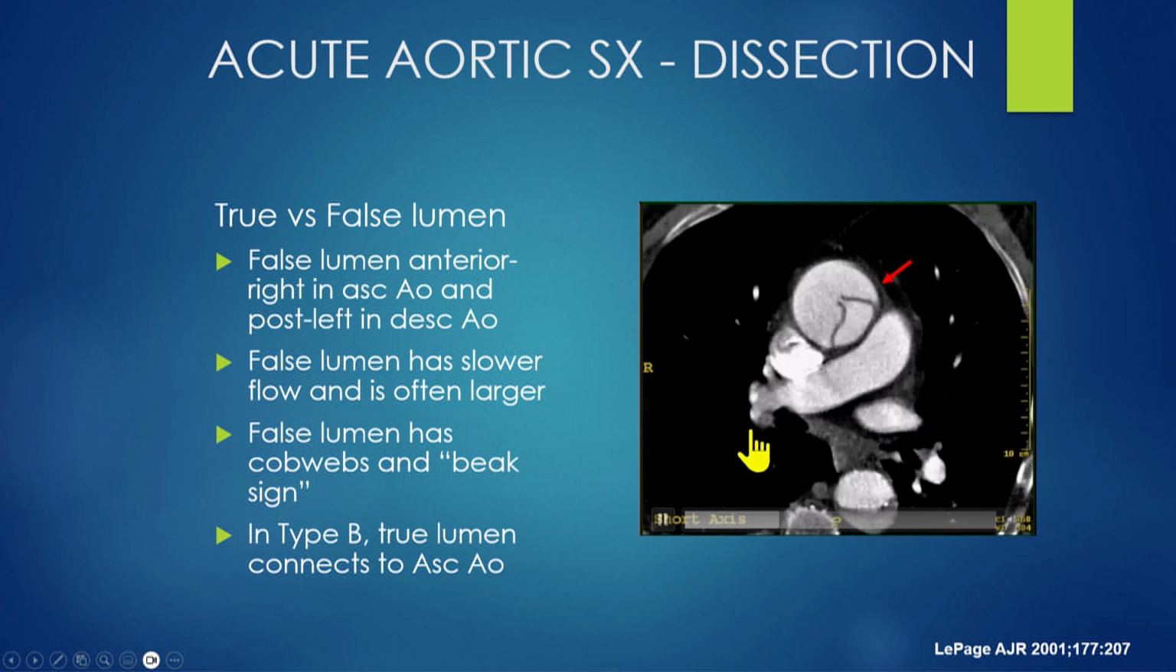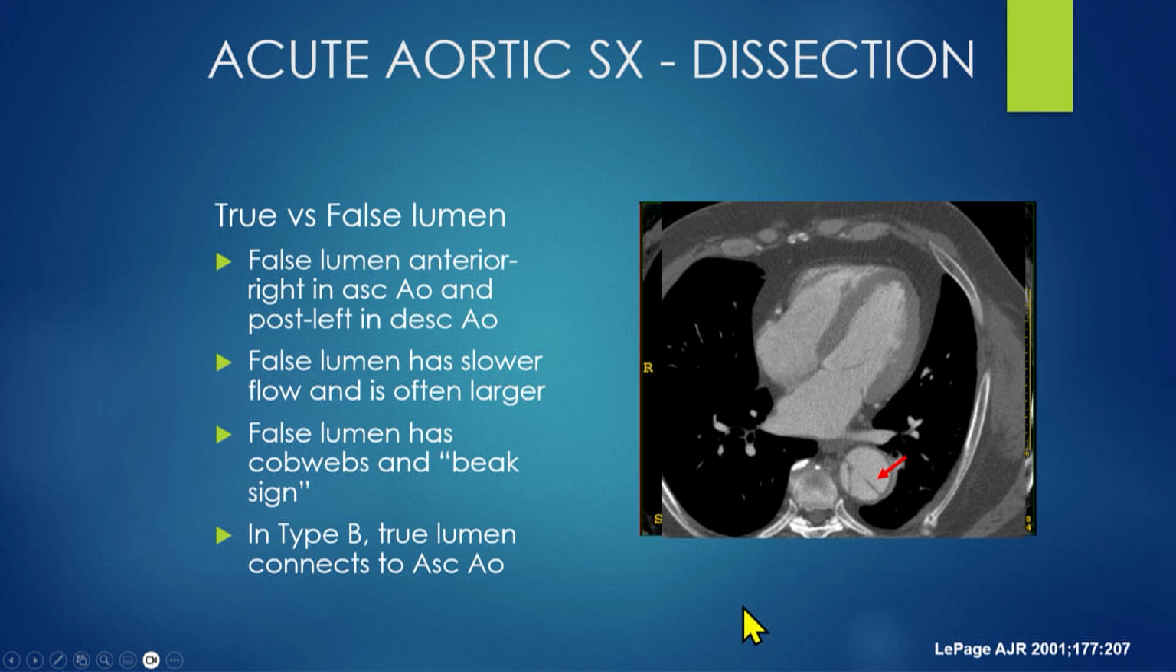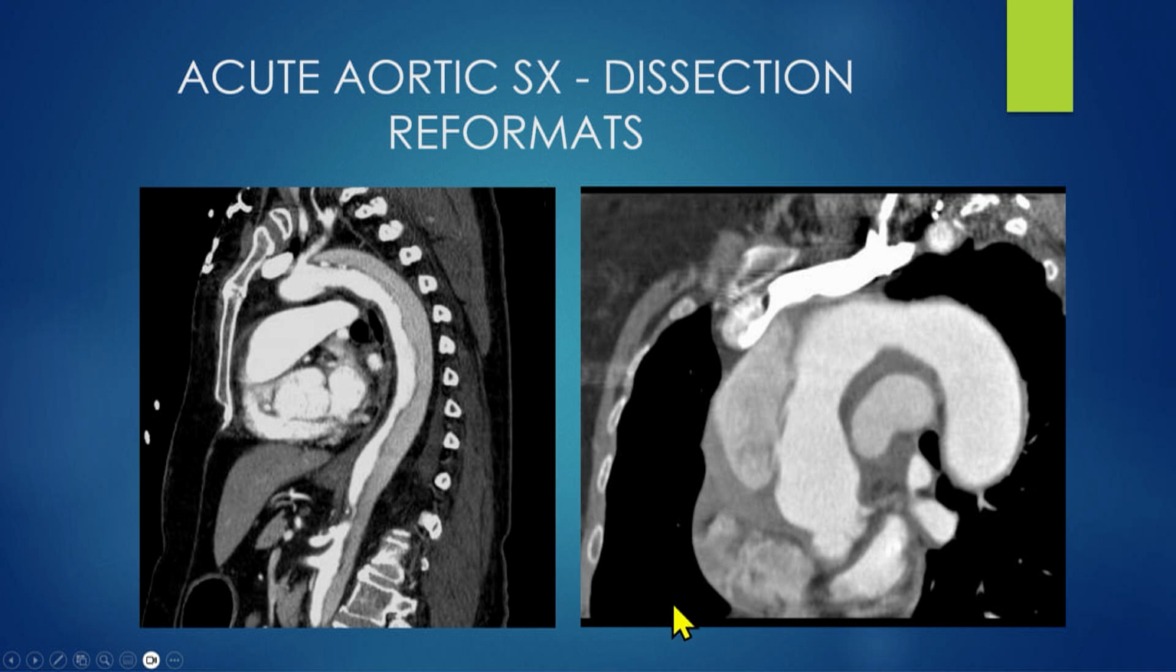You can also see what are called cobwebs or the beak sign. The arrow is on the beak sign. Either one of these is a marker for the false lumen. So it looks like a little beak there, whereas the true lumen is sort of the opposite. And then you can also trace things. So the true lumen is going to connect to the ascending aorta, which isn't involved in a type B dissection. And this is actually the cobweb sign, just showing these little retained pieces of tissue in the false lumen. And that's the so-called beak sign. So that's a marker also for the false lumen. The cobweb and the beak sign are markers for the false lumen.